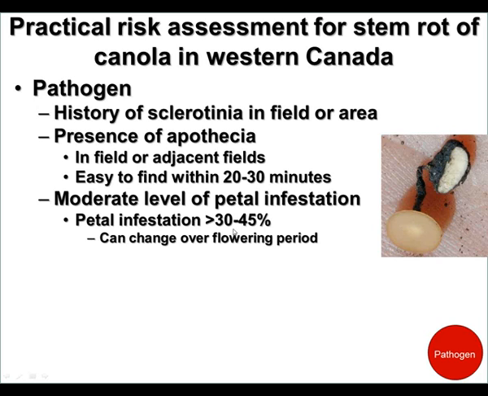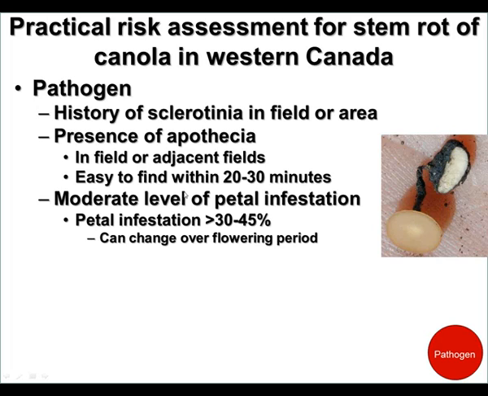But if you have more than about 30 to 45% petal infestation as the crop's coming into early and into full bloom, that level of petal infestation is really probably a level where you're going to see a significant risk of Sclerotinia. Obviously, the risk increases as the level of petal infestation increases.